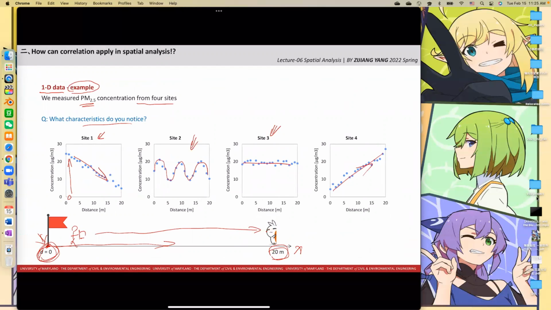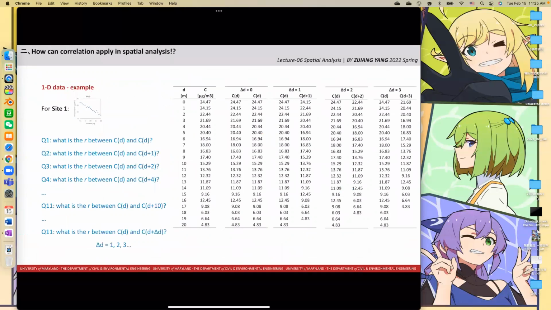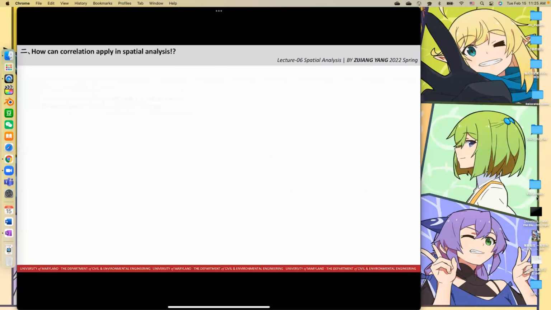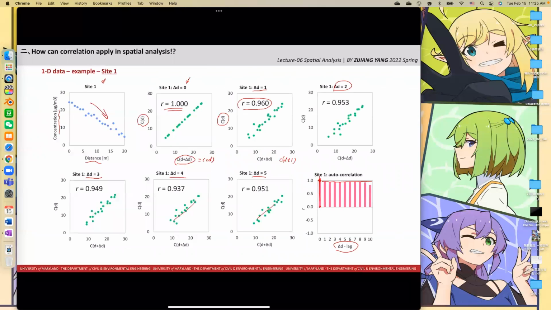Could you go back to the last slide? Is there a reason we stopped at 10? No, we can do the calculation until like 20. But here I just show 10 as a demonstration. We can do more, but here I just stop at 10.